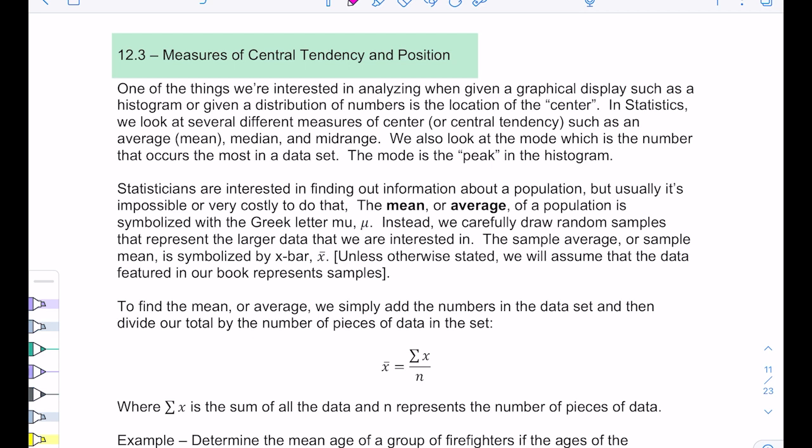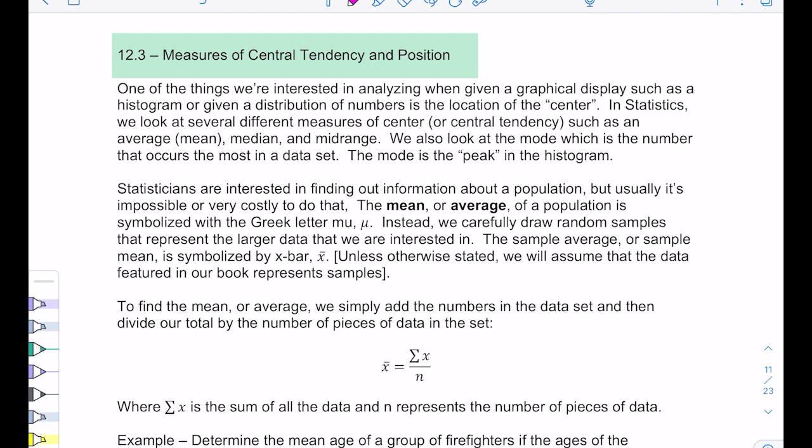The measures of center, sometimes referred to as central tendency, that we're going to focus on in this lesson are the average, which we refer to as the mean, the median, and the mid-range. We're also going to look at the mode, which is the number that occurs the most in the data set. Think of the mode as the peak in the histogram.